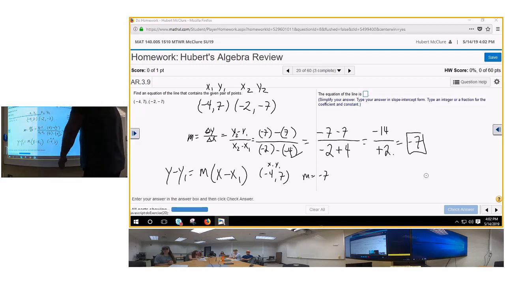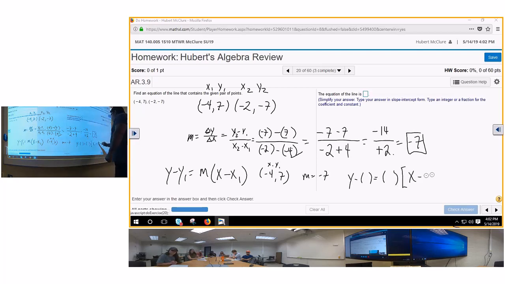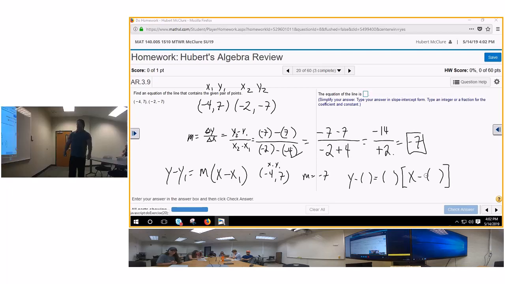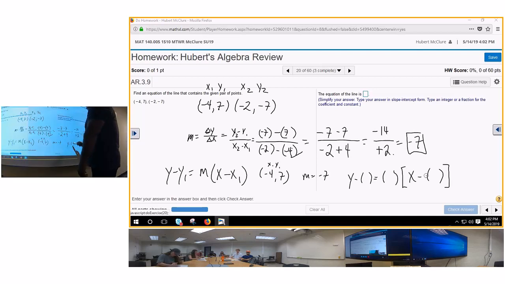Plug and chug. Y minus parentheses equals parentheses bracket x minus parentheses. Again, unless you're one of them people that walk on water, use those parentheses, especially when you're talking about fractions and negatives. So plug and chug. 7, -7, and -4. And that's going to give you y minus 7 is equal to -7x.